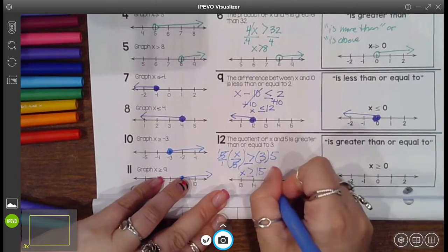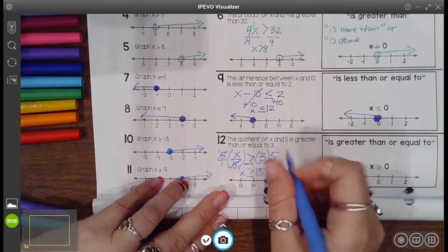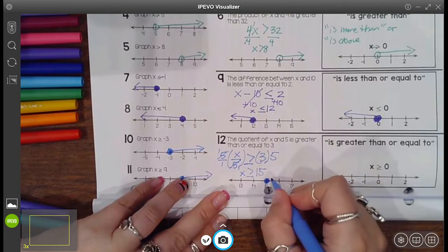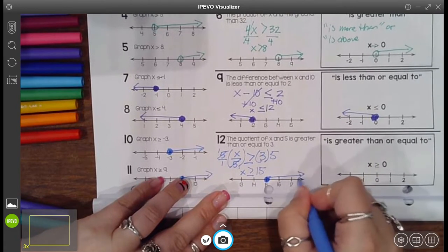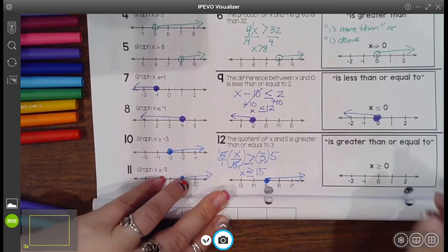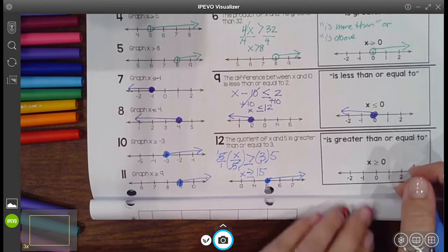So I'm going to draw a dot at 15. It's shaded in because it's including that point, and it's a greater than facing my variable. Numbers get bigger to the right. Okay, or again, the arrowhead trick, right? It's pointing in that direction. Okay, so you saw the pattern.